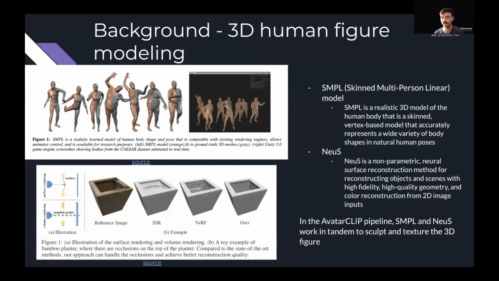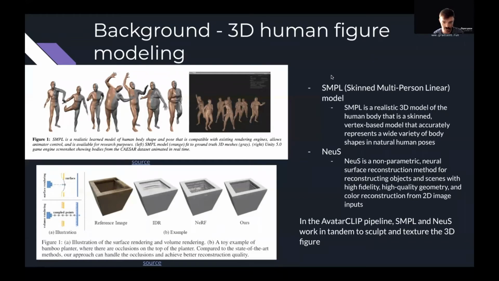They can basically generate high quality geometry and color reconstruction from 2D image inputs, and then output that onto a 3D figure. NeuS represents a surface as the zero level set of a signed distance function, which we'll go into more detail later, and uses its own volume rendering method to train its neural SDF representation.